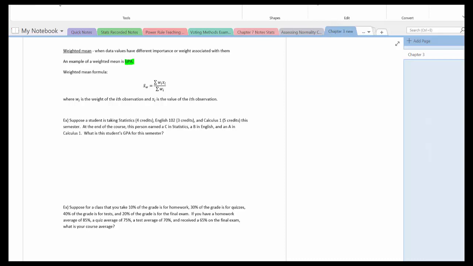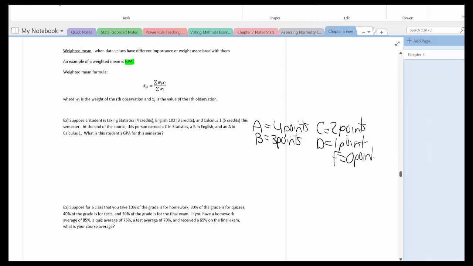Well, first of all, before anything else, we need to identify what the points for each letter grade are going to be. An A in most institutions, that's 4 points. And it decreases from there. B is 3 points. C is 2 points. D is 1 point. And F is 0 points. Okay, so let's take a look then.